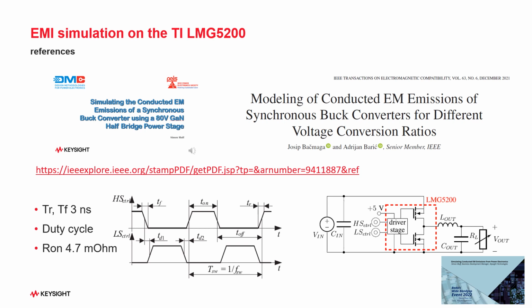And you see here the schematic of that one. It's a half bridge, basically a standard usage configuration from a topology perspective, with a typical switching behavior. The rise and fall time is 3 nanoseconds, and R on is about 4.7 milliohms.